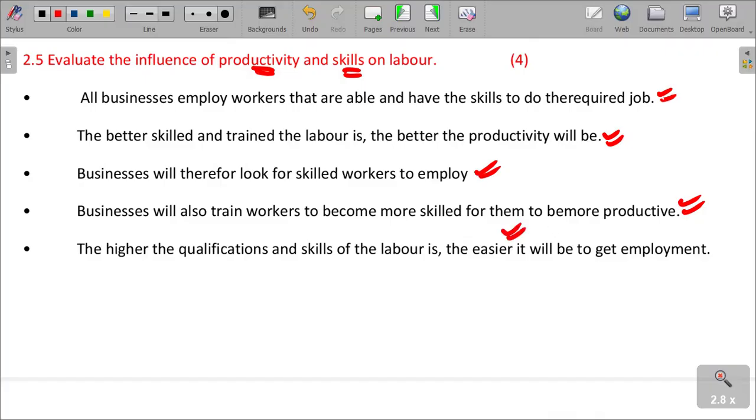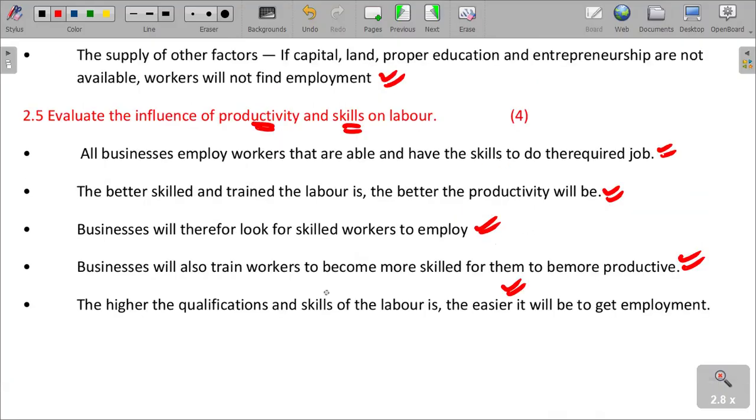But of course, not in every case. Otherwise, we just say this is a relative, situational case, depending on the industry and profession. The higher the qualification and skills of the labor, the easier it will be to get employment. You understand?